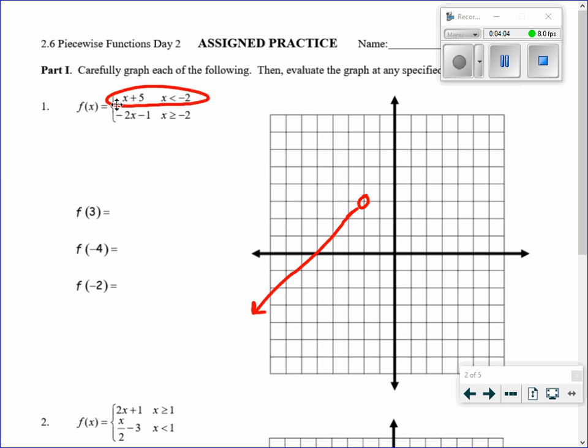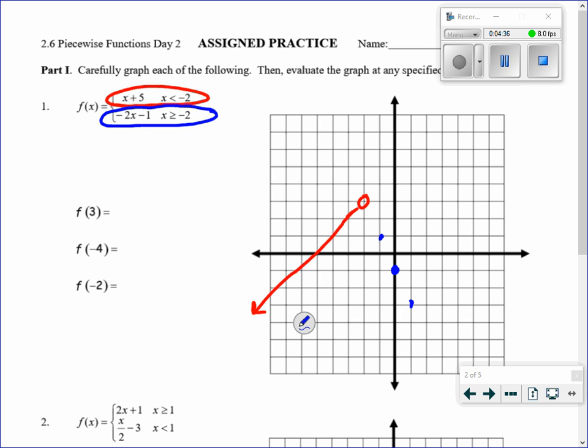Alright, so that was our first piece. Let's check out our second piece, which I'm going to draw in blue. This is saying I have f of x equals -2x minus 1. So that's what I would graph. If I was just graphing this in general, where would I start? What's my y-intercept? -1. And then my slope is what? -2. So I'm going down 2, right 1, or up 2, left 1.